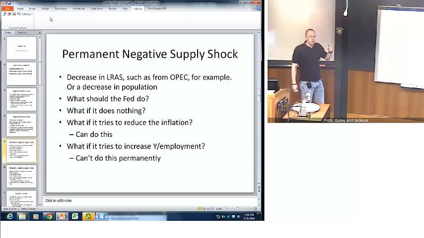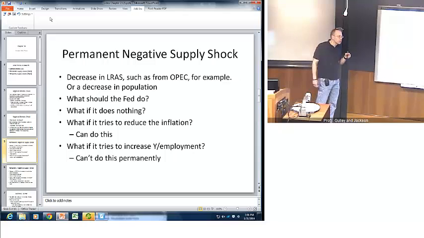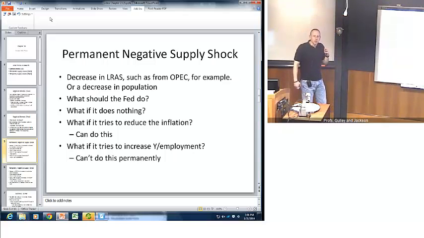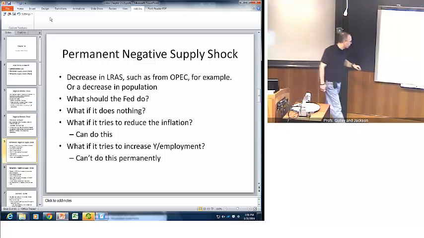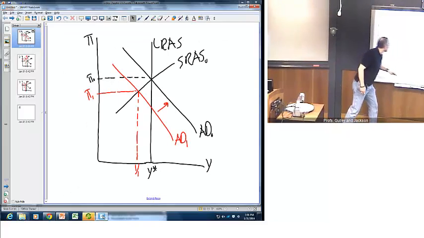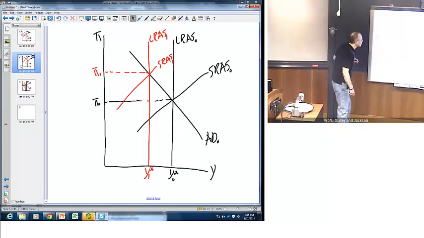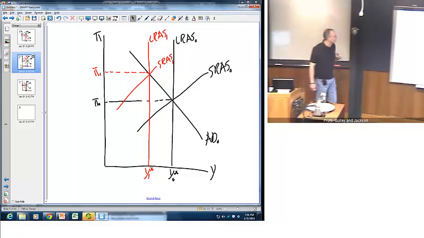Those factors would tend to shift both the long-run and the short-run aggregate supply curves back to the left. And so now the question becomes, what is it the Fed ought to do? So let's consider the outcome where it does nothing. In other words, the economy is simply left alone to stabilize itself. Well, in that situation, what we'd observe would be something like this chart right here.